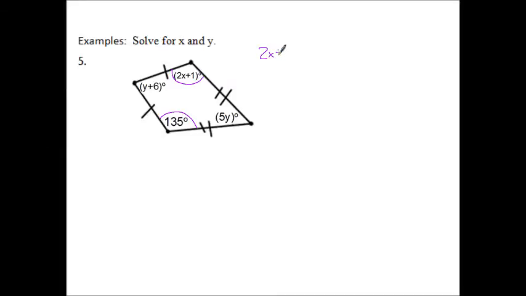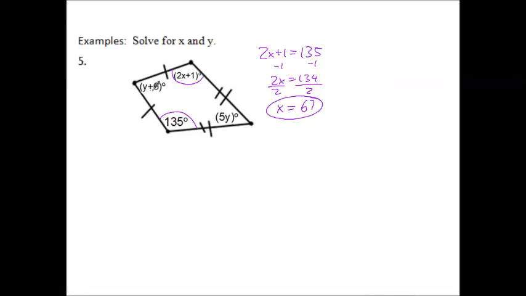2x plus 1 is equal to 135. So I'm subtracting 1. 2x is equal to 134. Divide by 2. And x is equal to 67.